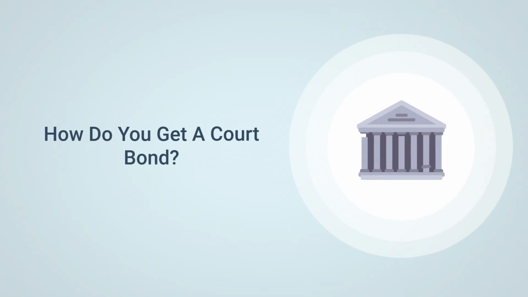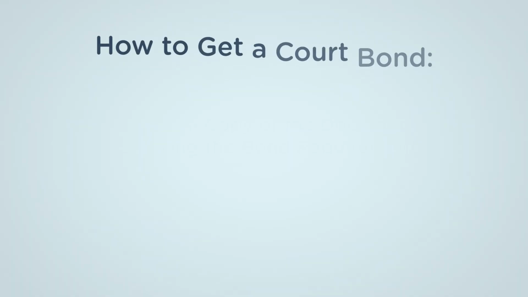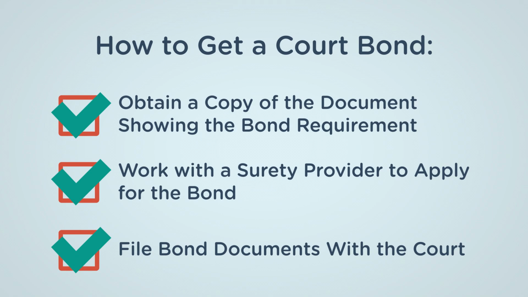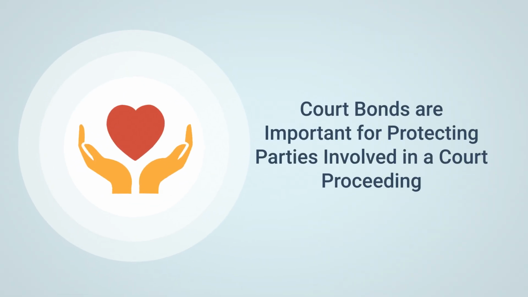How do you get a court bond? The process is typically straightforward. First, obtain a copy of the court order or documentation showing the bond requirement. Next, work with a surety provider to apply for the bond. Once approved, the bond documents are issued and can be filed with the court as required. Depending on the bond type and amount, approval can often be completed quickly.